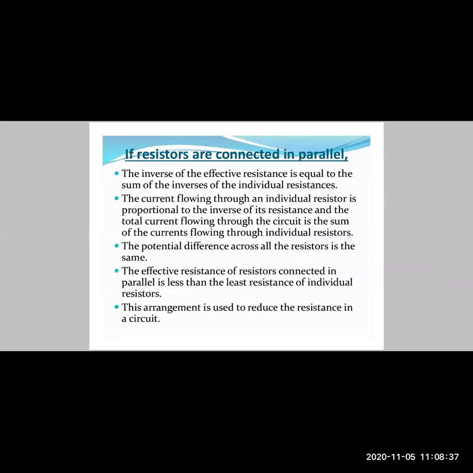Okay. Then next point. This arrangement is used to reduce the resistance in a circuit. Yes. If you wish to reduce the resistance in any circuit, and you put any resistor in a parallel combination, the total resistance of the overall circuit will decrease, right? So that is an important concept.